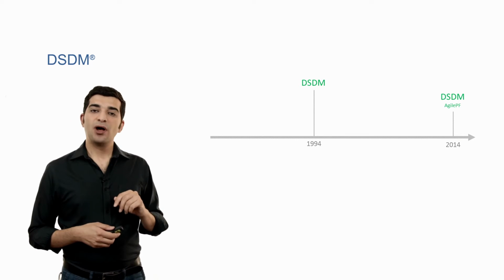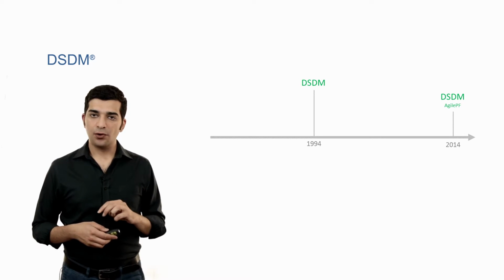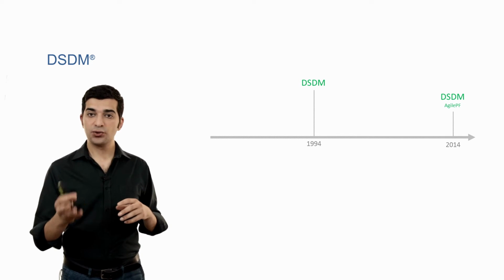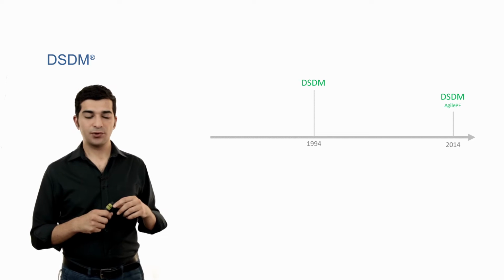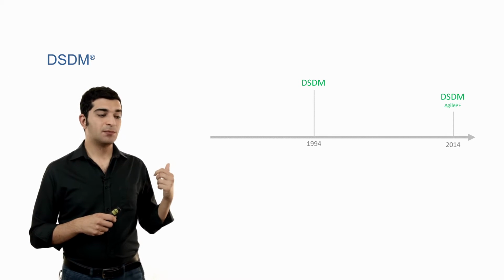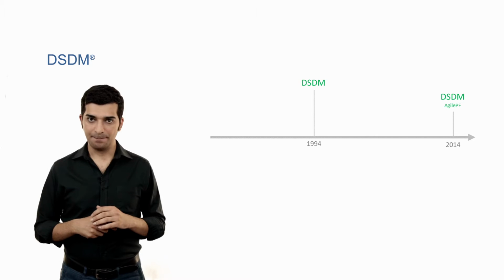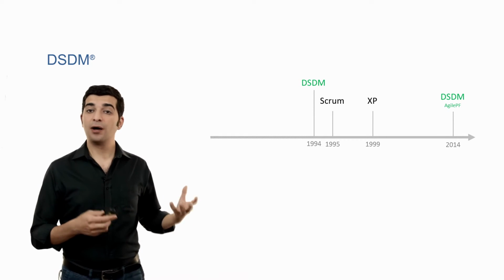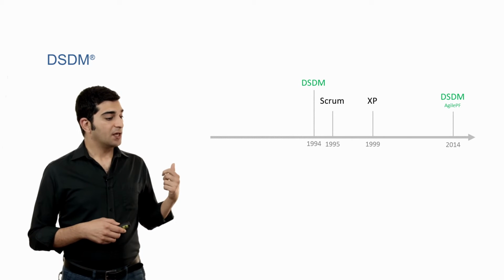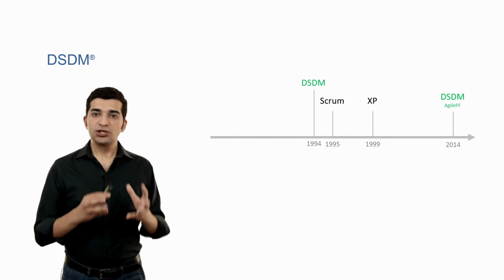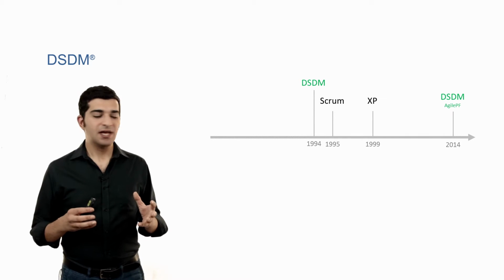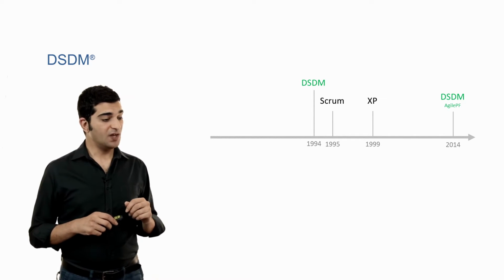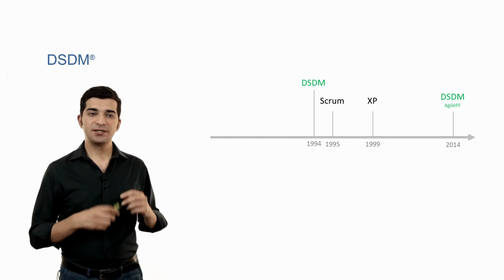DSDM was first published in 1994, and the last version, which is used for this course, and in case you're going to take the exam, will be the basis for your exam, it was published in 2014. And we have other systems as well. Scrum is probably the most famous one. It was made official in 1995. And XP, a great system, it was made official in 1999.